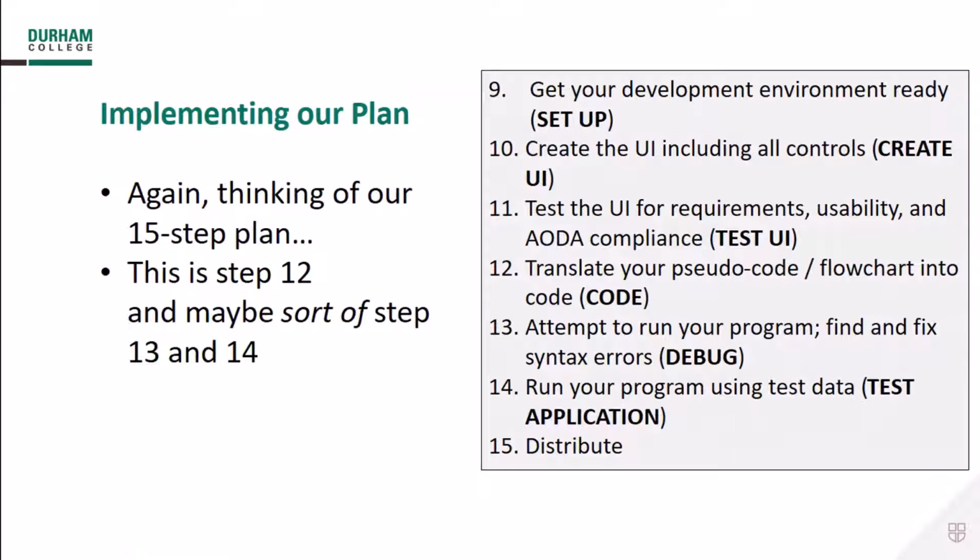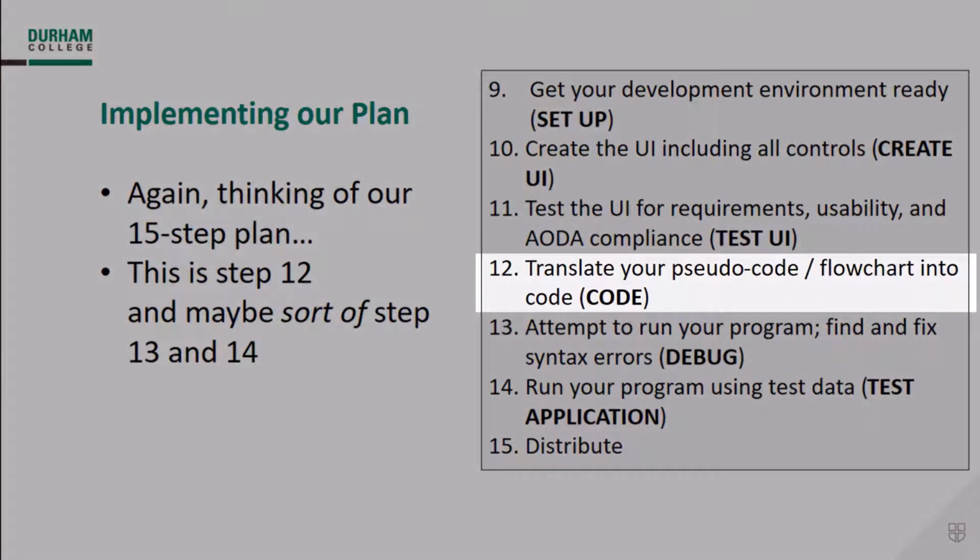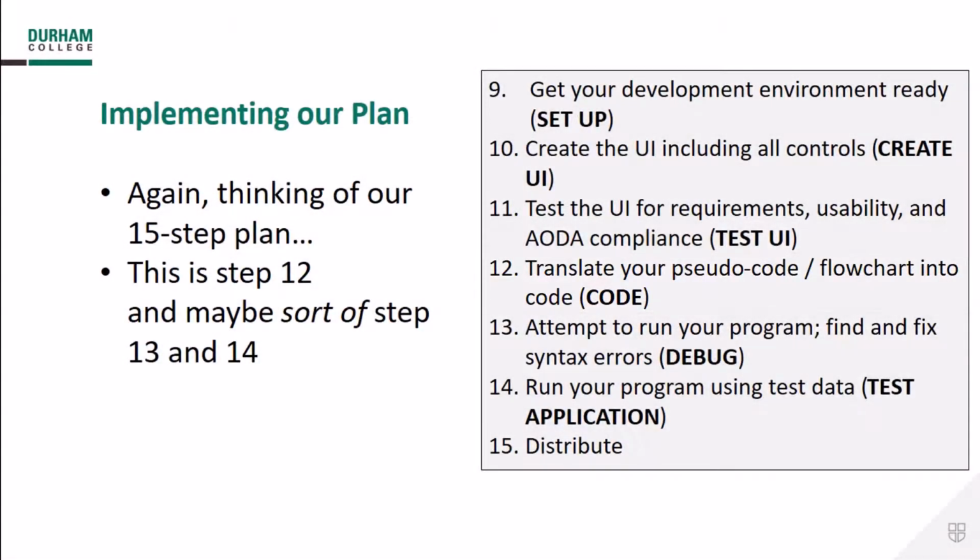Thinking back to our 15-step plan that we talked about earlier in this video series, really in this video we're talking about step 12. We're talking about translating any pseudocode or flowchart, any planning documents, into code. We've already got a designed and tested user interface, but we need to make the buttons work. For the example we've been doing, there only really is 2 pieces of functionality, and we might add more in the course of this program.